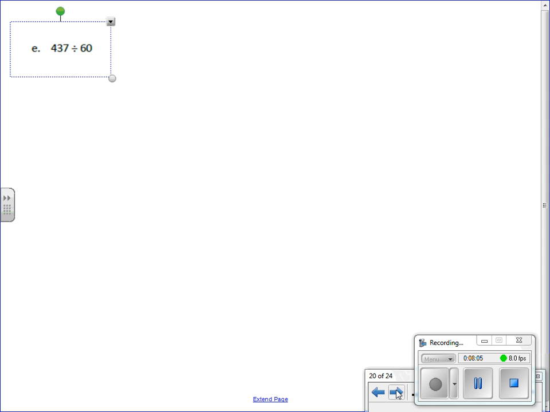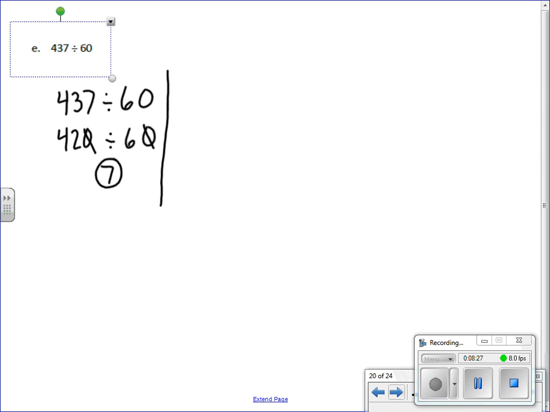Okay, number 20. Going to start with our estimate, 437 divided by 60. I'm going to leave it 60. I know that 6 times 7 is 42, so I'm going to make this into 420. Cancel, cancel. 6 goes into 42 7 times. So I know about 7 is where I need to be when I do my actual. Might be higher, might be lower, might be right at 7.